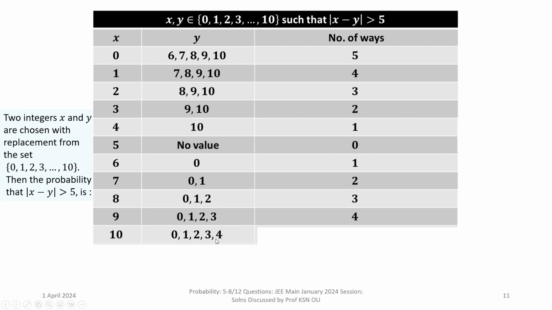10 minus 4 is 6 greater than 5. 10 minus 5, 5 greater than 5 is not possible. Therefore, they don't work. So, up to 4 they will work. The number of ways will be 5.